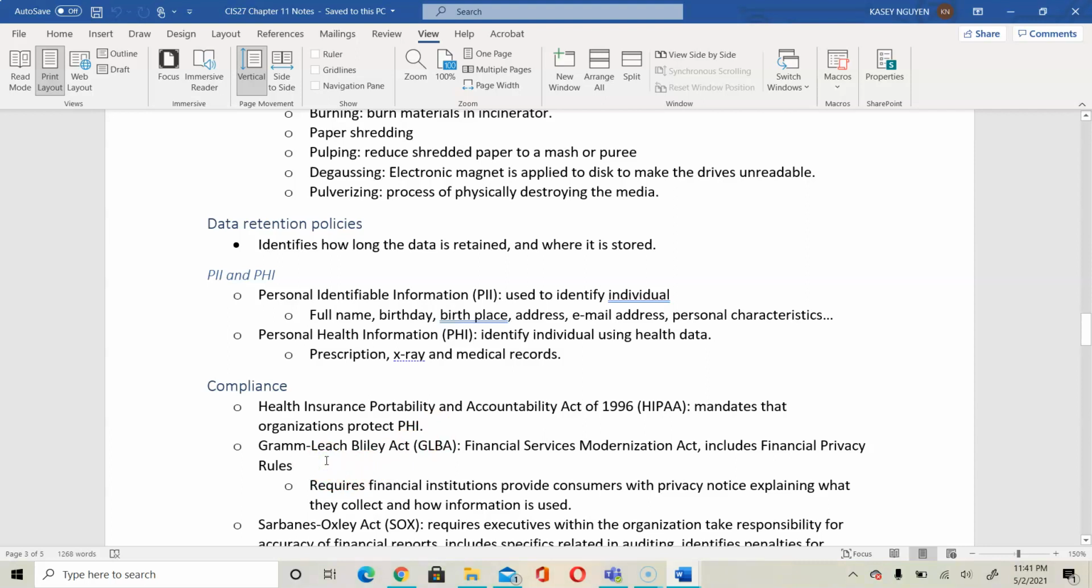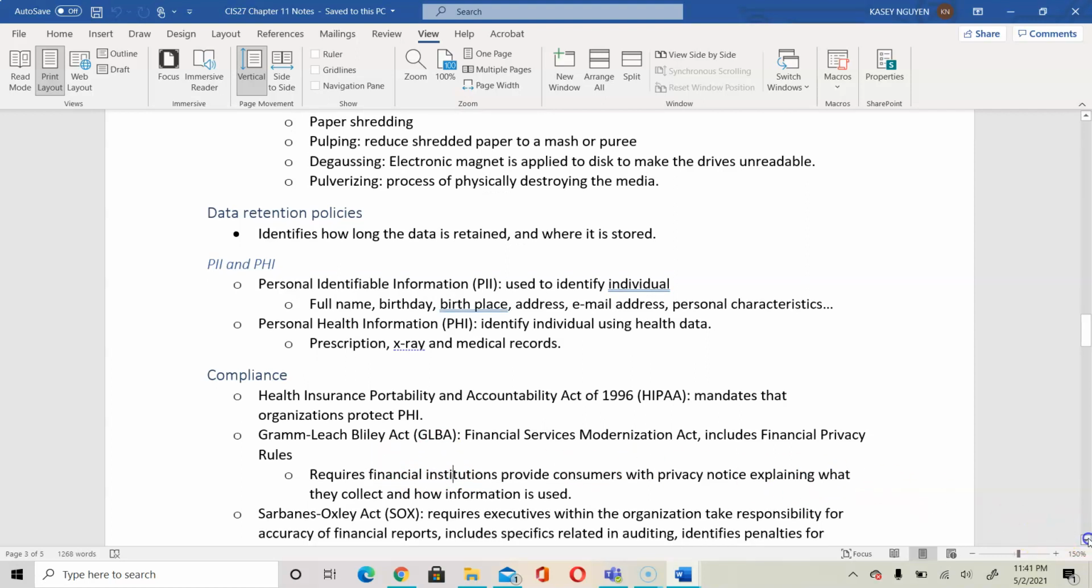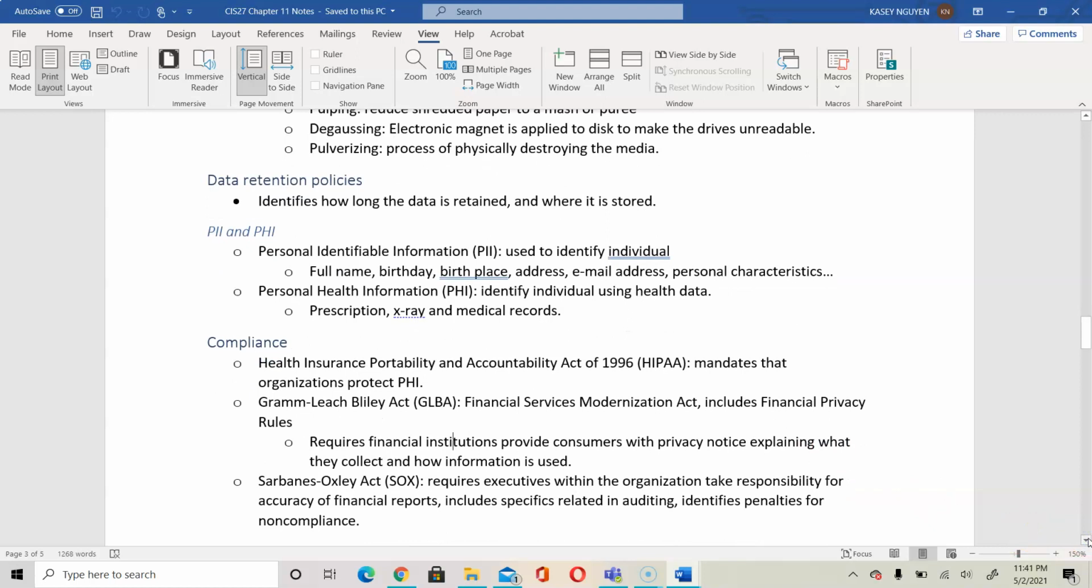GLBA, the Gramm-Leach-Bliley Act. This is required for financial services organizations, and this includes the Financial Services Modernization Act. It includes the financial privacy rules. It requires that financial institutions provide their customers with a privacy notice explaining how they collect and use the information. And this is why banks and credit card companies sometimes send you notifications about how their privacy requirements have changed.